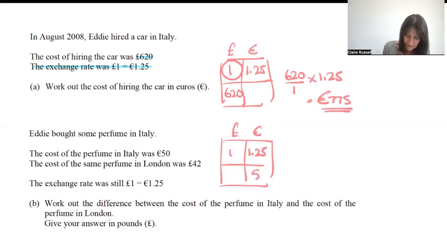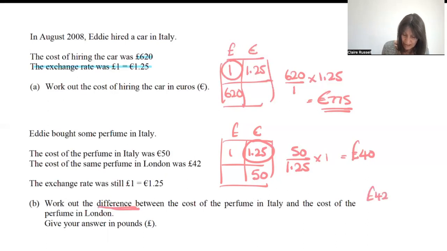So I'm going to put the 50 euros here. My trap number is that this time. Timesing through by 1, again, not making a big difference. That gives me 40 pounds. I want the difference. So to just finish it off, I've got to do 42 for the London price, take 40 pounds for the Italy price to get me 2 pounds.